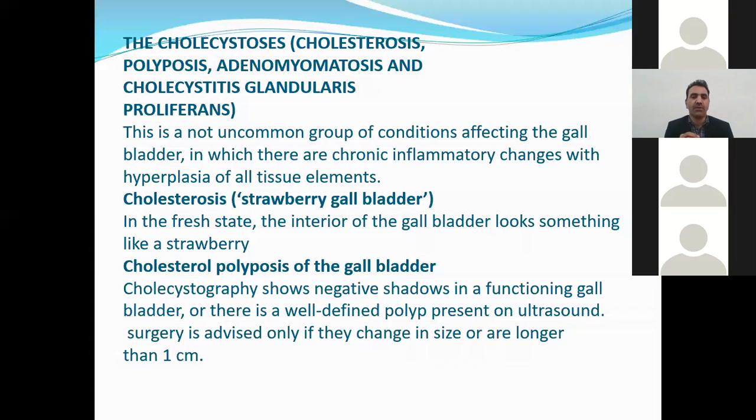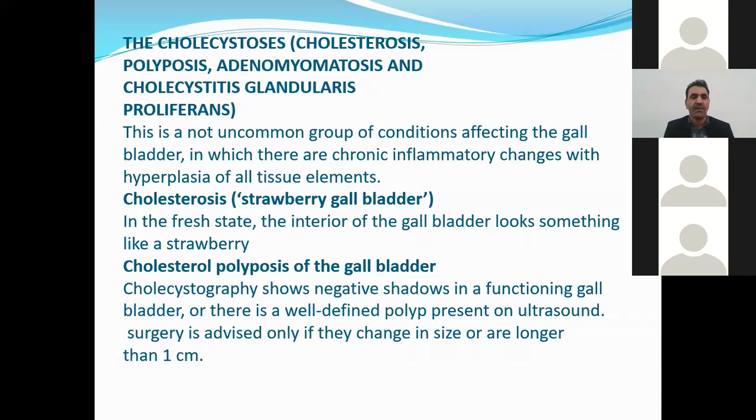Cholesterosis, some call it strawberry gallbladder. In the fresh state, the interior of the gallbladder looks like strawberry. Cholesterol polyposis: the polyp of the gallbladder during cholecystography shows negative shadow in a functioning gallbladder, or there is a well-defined polyp present in the ultrasound. The well-defined echogenic shadow within the gallbladder does not change with the movement of the patient, unlike a stone, where the echogenic shadow changes with the position of the patient.